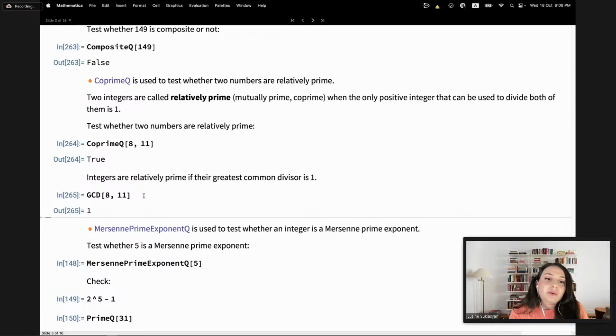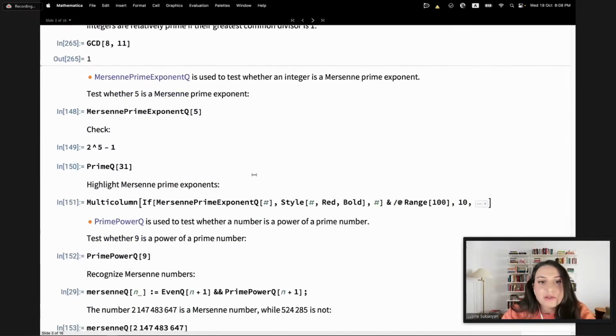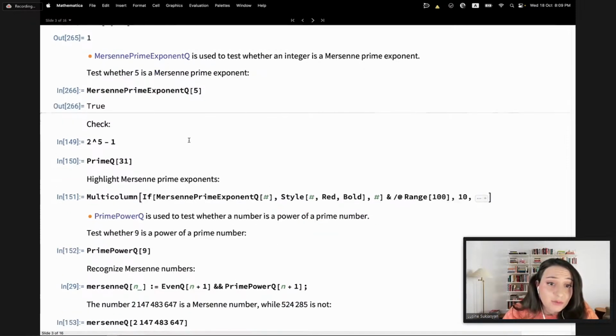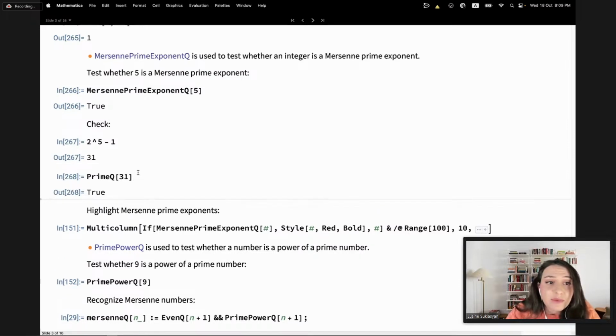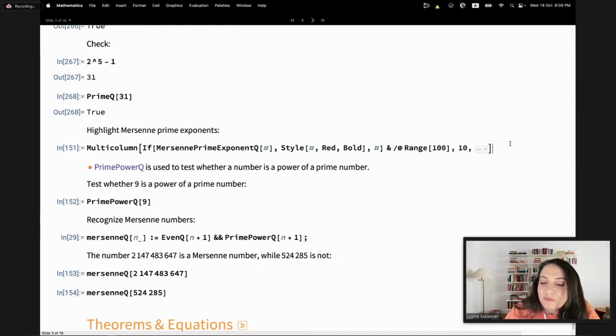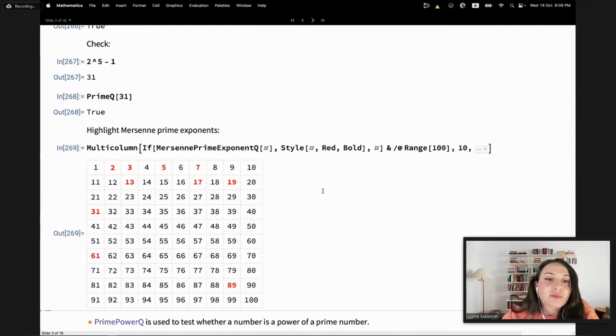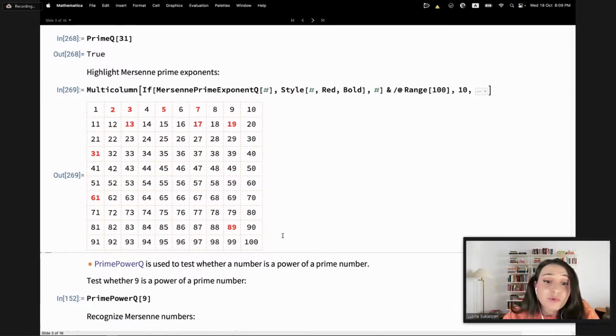We already talked about Mersenne prime numbers, and the next function is MersennePrimeExponentQ, which is used to test whether an integer is a Mersenne prime exponent. So for example, we can test whether 5 is a Mersenne prime exponent by simply doing this. And yes, do you remember the definition? 2 to the power of 5 minus 1 is 31, and 31 is a prime number, and that means that 5 is a Mersenne prime exponent. Or we can do some visual stuff. We can highlight Mersenne prime exponents for numbers up to 100, and they're highlighted in red.